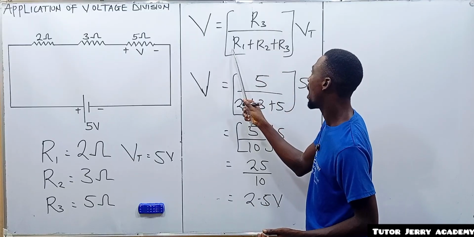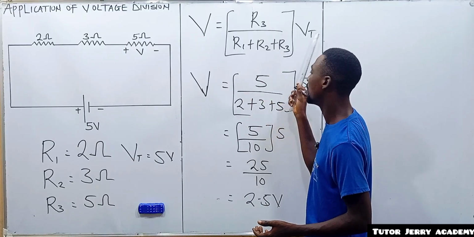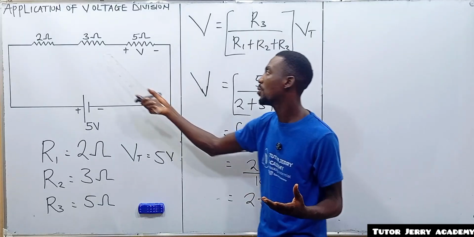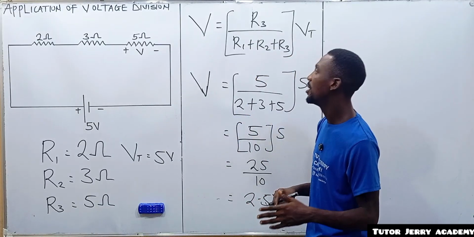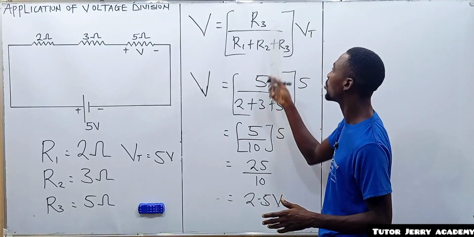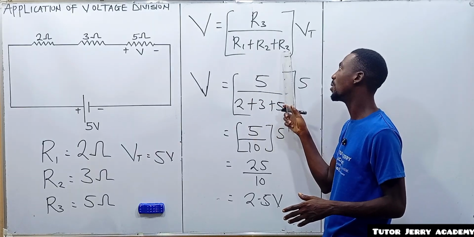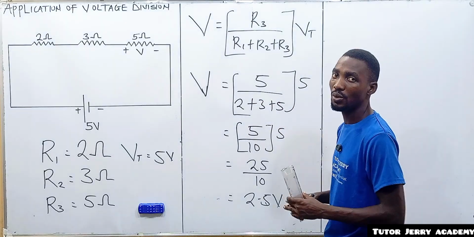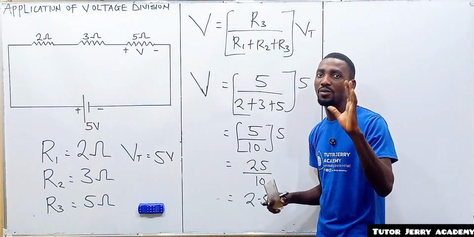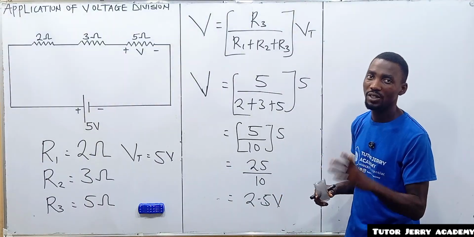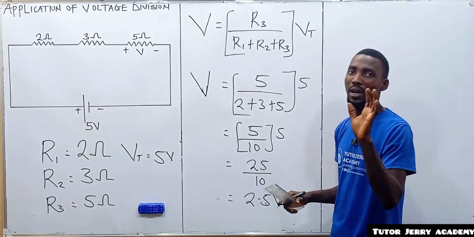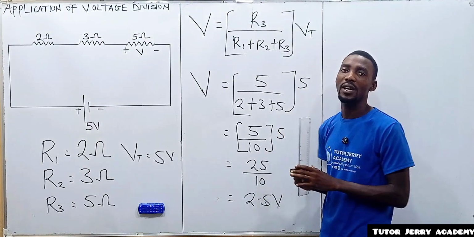And if you also want to calculate the voltage drop across 2 ohms, the formula will just become R1 over R1 plus R2 plus R3 multiplied by total voltage. If you also want to calculate the voltage drop across 3 ohms, the formula becomes R2 over R1 plus R2 plus R3 multiplied by what? The total voltage.